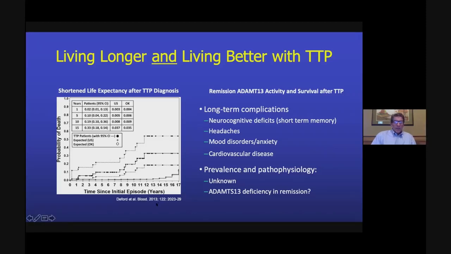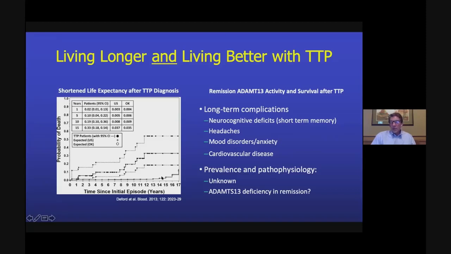And it doesn't seem that long ago that this was published, but it's almost 10 years ago now, where what they looked at was the survival after your diagnosis of TTP. And here in this bottom line are the expected mortality rates in US and Oklahoma. And this line here is the patients who had a prior history of TTP. So you start to see as you get into the 10 to 15 years after the diagnosis, about a 25 to 30% chance of dying. So much greater than would be expected in someone who didn't have TTP. And that was the first clue that there may be something different long-term in patients.